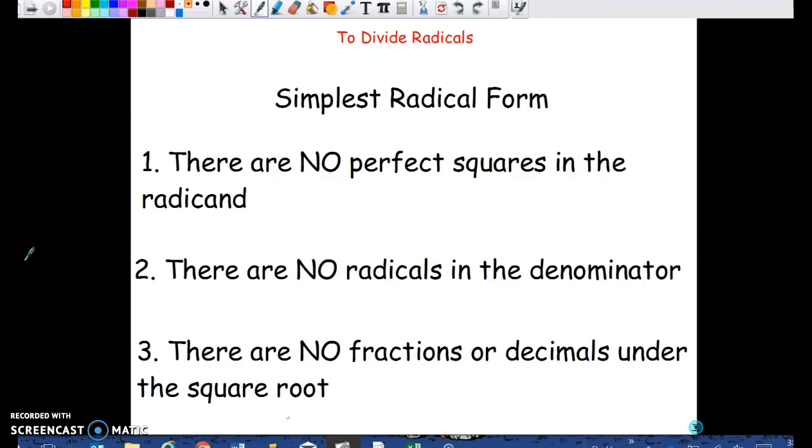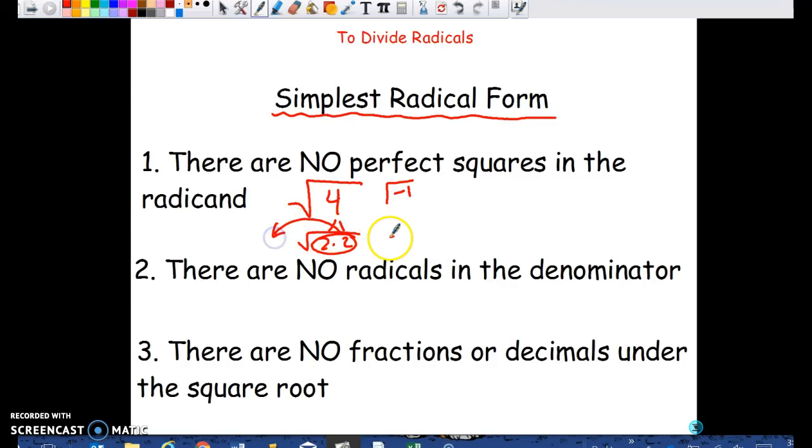So again, if I ask you to put something in simplest radical form, there should be no perfect squares in the radicand, which means if I have the square root of 4, you will get a point off, -1, because you can actually simplify this further and take out the 2's. The square root of 4 is 2. There should be no radicals in the denominator, and now we'll finally tell you how to deal with this problem.